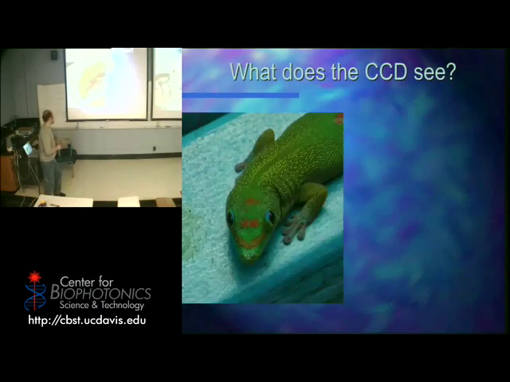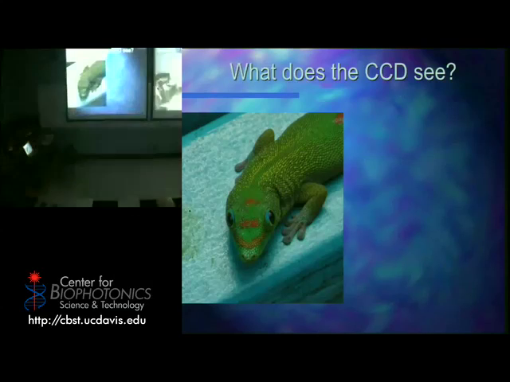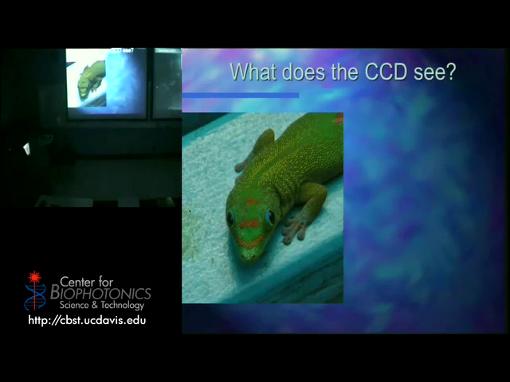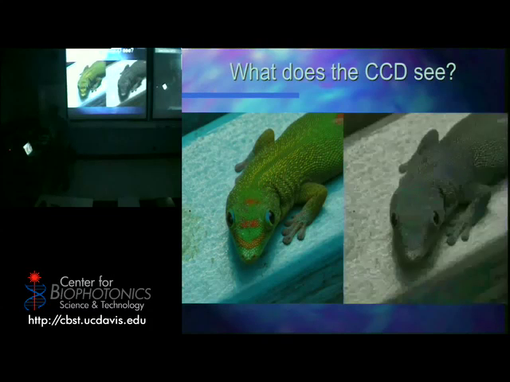Okay. So what does our CCD see? Okay. So if we take an image of a gecko that I found on a bench in Hawaii, and we look at what the CCD would see if it were looking at it. Remember, now this is just a plain old CCD, no filters in front of it.